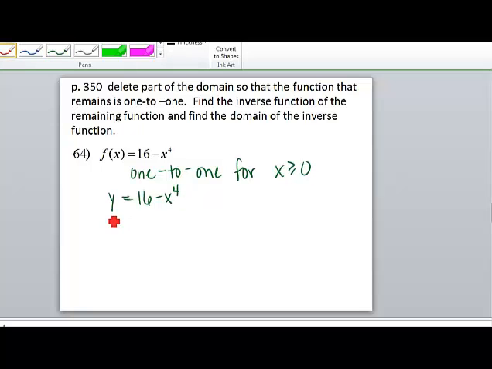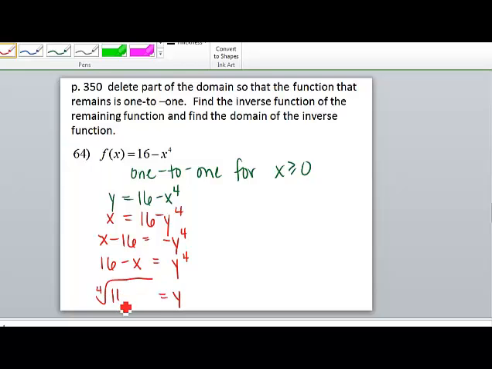Again, we'll flip-flop the x and the y and solve for the y. So I've got x minus 16 equals negative y to the fourth. Divide by negative 1. 16 minus x equals y to the fourth. Take the fourth root of it, and I have my inverse.